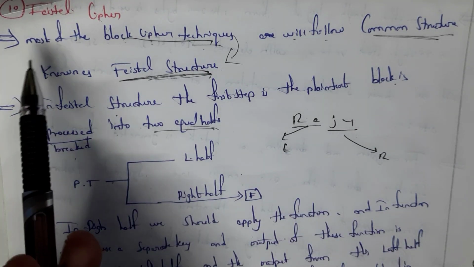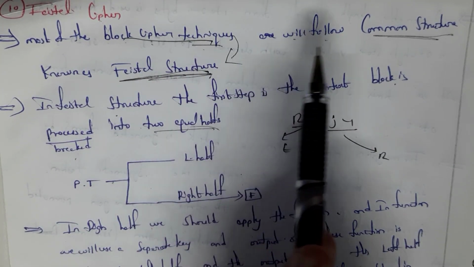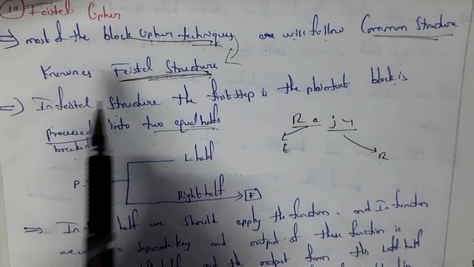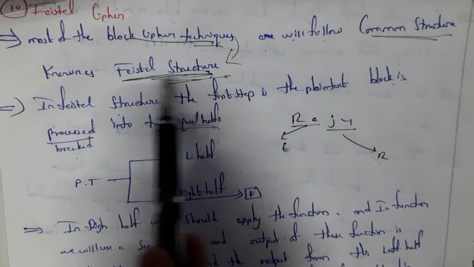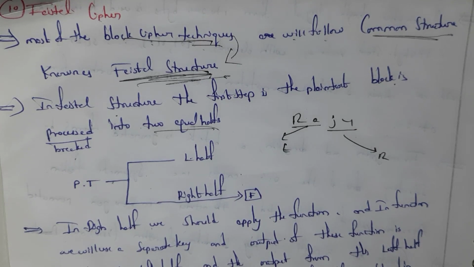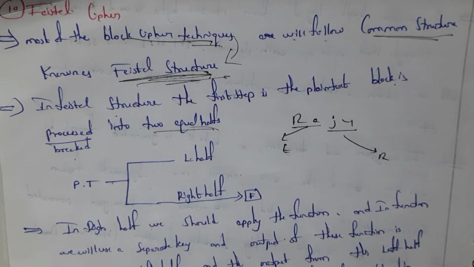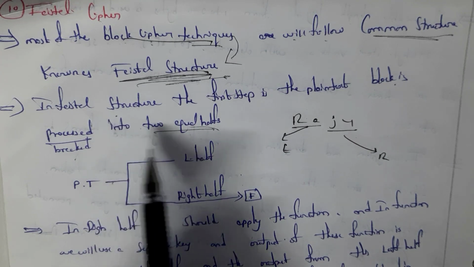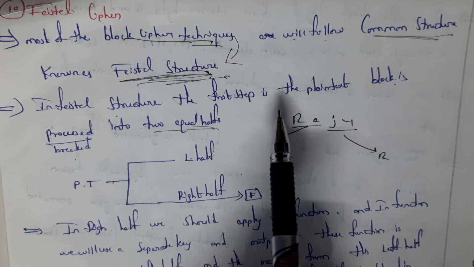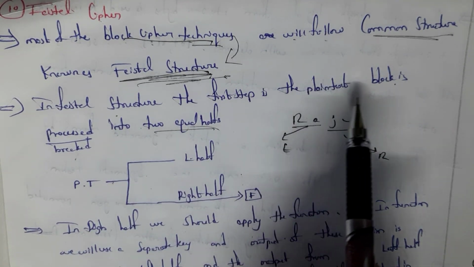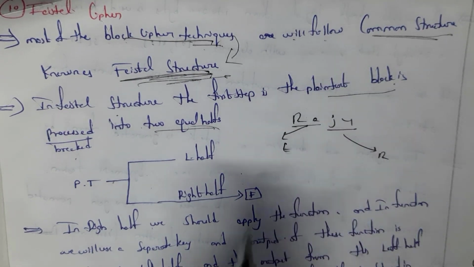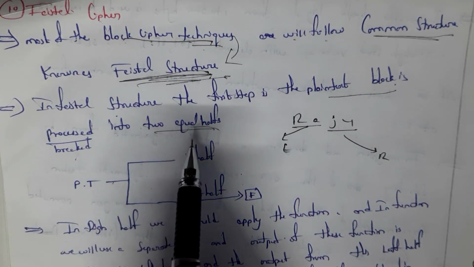Most of the block cipher techniques follow a common structure known as the Fishtail structure. I will explain this Fishtail structure in detail. In the Fishtail structure, the first step is that a plain text block is broken into two halves.